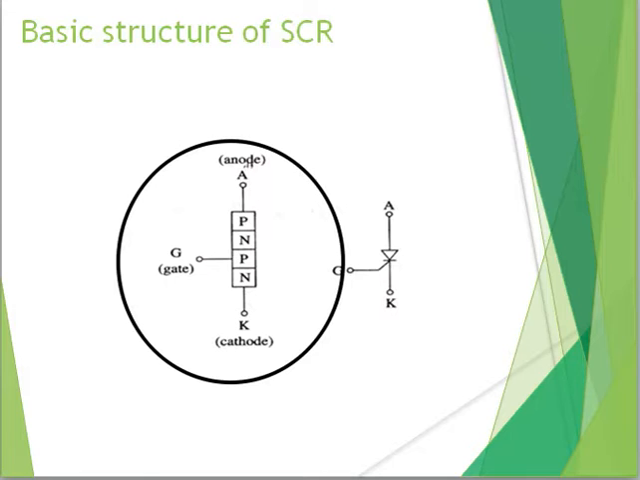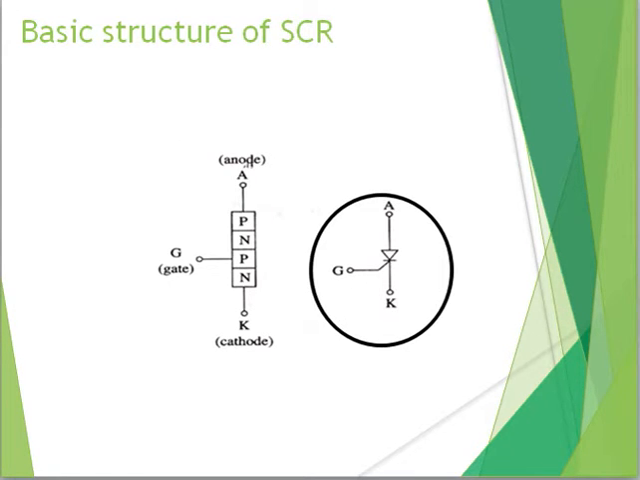This is the basic structure of SCR and this is the symbol of SCR. Basically, SCR is a 4-layer PNPN device with 3 terminals brought out, namely anode, cathode and the gate. The gate terminal is a controlling terminal that can turn on the device whenever required. This is the symbol of SCR. It is the symbol of a rectifying diode with a third additional controlling terminal, that is the gate.